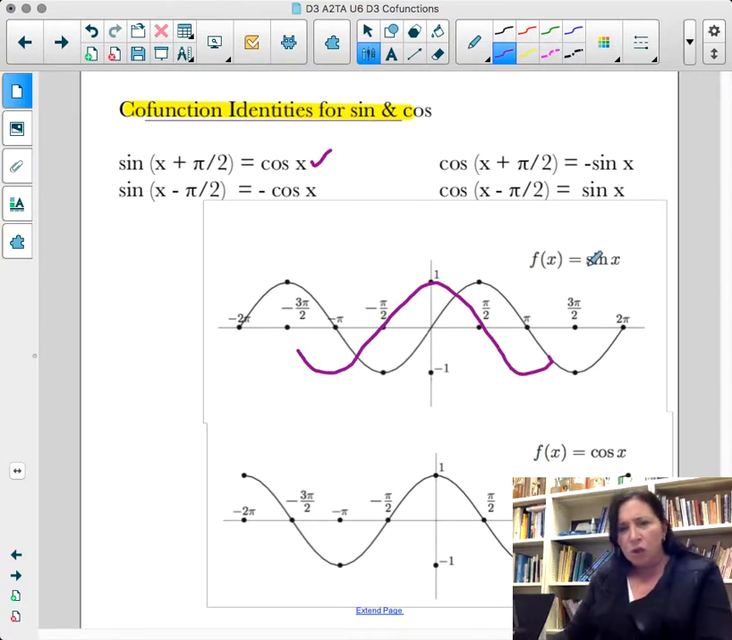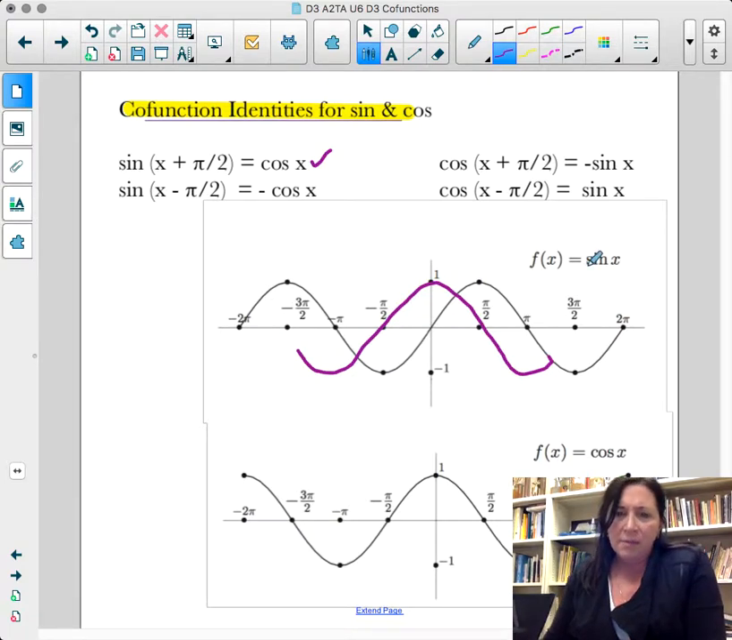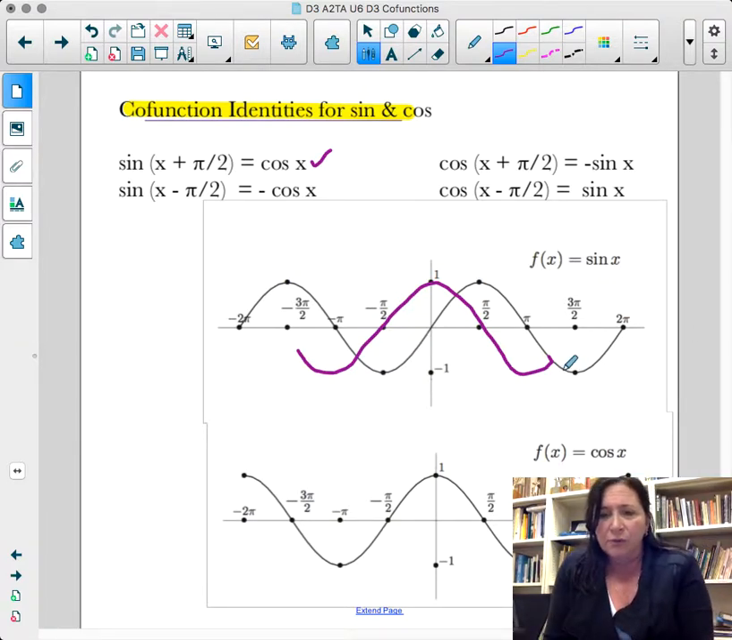So I'm just saying you can graph them if that's easier for you, and then you prove it just to make sure, because it is a proof. It's not teaching you anything new. It's just proving what you already know.